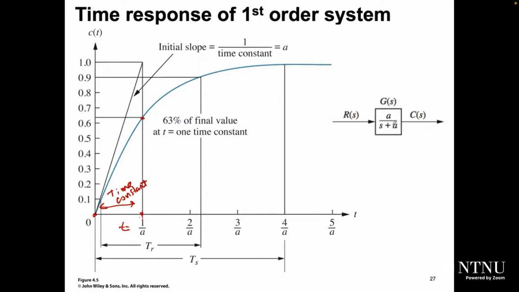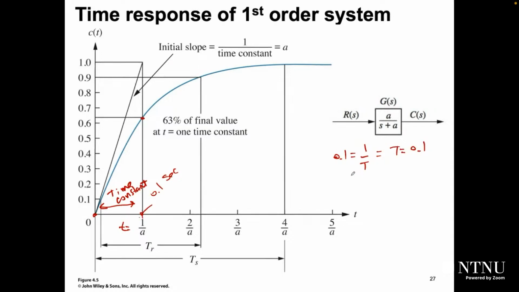So if you want to find a, if you don't know what the value of a is, you just need to find this time. Imagine that it's 0.1 second, right? So we can say that 0.1 second equals 1 divided by a. So in this case, the time constant will be 0.1, or 1 divided by a.